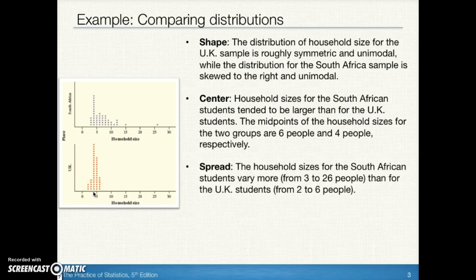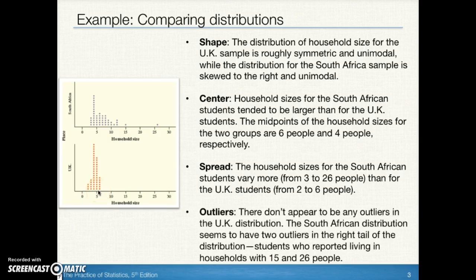In comparing spread, we see the household sizes for the South African students varied quite a bit more, from 3 to 26 people, than they did for the UK students, which only ranged from 2 to 6 people. And in looking for outliers, we note that there don't appear to be any outliers in the UK distribution. On the other hand, the South African distribution seems to have 2 possible outliers in the right tail, students who reported having 15 and 26 people in their household.